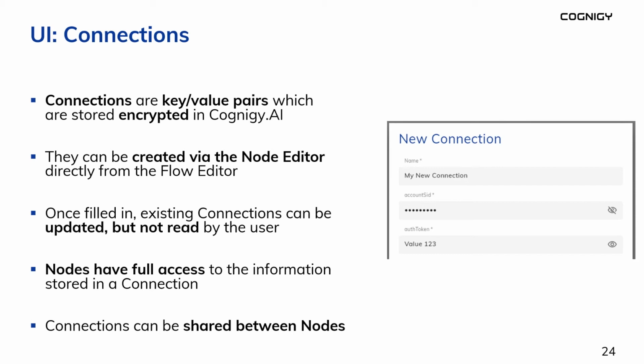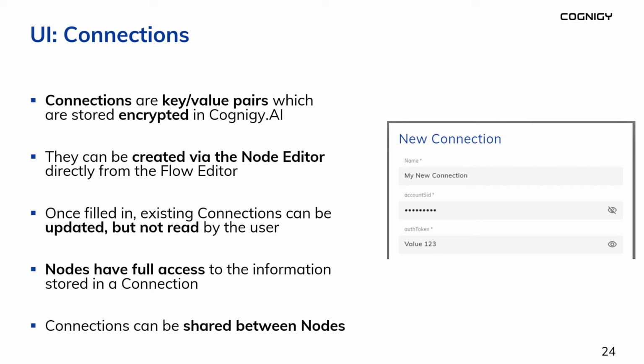So say you're putting in username is Phil and password is Cognigy. Nobody using the flow editor, including my own user, will be able to read my credentials. I can update them and go like, well, my password is no longer Cognigy, my password is now Cognigy 2021, but I cannot read them. The node itself that's using the connection does have access to the username and password though, so they can use them, for example, to authenticate against an external service.